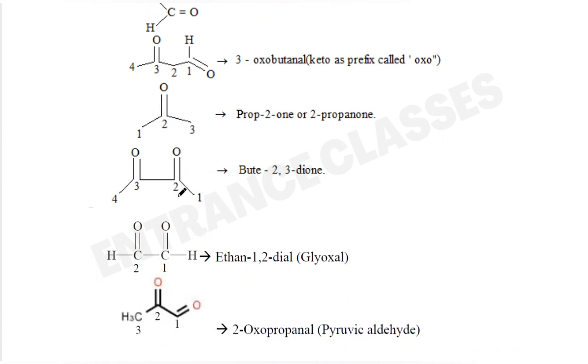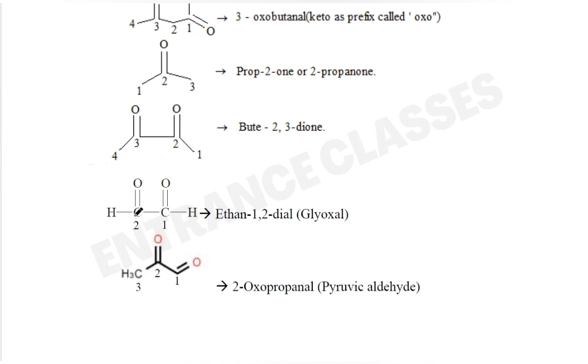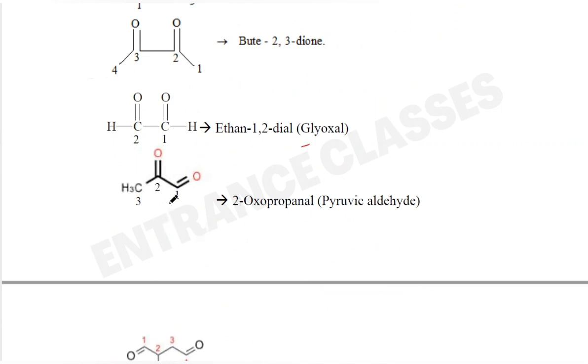Now this is a symmetric ketone. 2,3-dione, but both are functional groups. Both are aldehyde, ethane-1,2-dial. This is glyoxal. This is pyruvic aldehyde. Aldehyde gets more priority over ketone. This is 2-oxopropanal, pyruvic aldehyde.